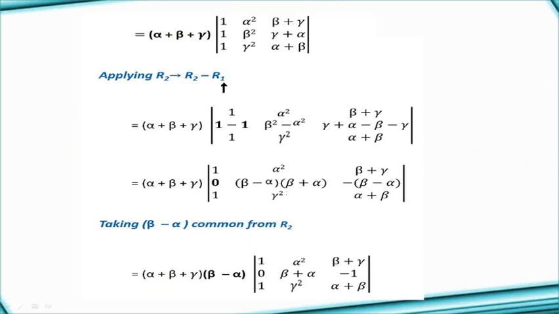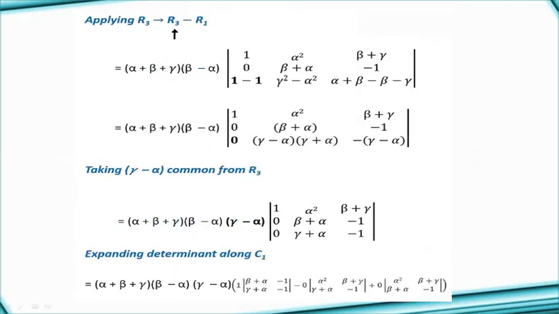Applying R2 changes to R2 minus R1. There is a change in R2, so R1 and R3 will be as it is, and R2 minus R1 we will get 0. Beta square minus alpha square, here alpha, gamma plus alpha minus beta minus gamma. So this gamma and minus gamma will be cancelled, and here we can apply the property beta minus alpha, beta plus alpha, and here minus common and beta minus alpha, so that we can take beta minus alpha common from the second row. Then we will be left with beta plus alpha and minus 1 here.